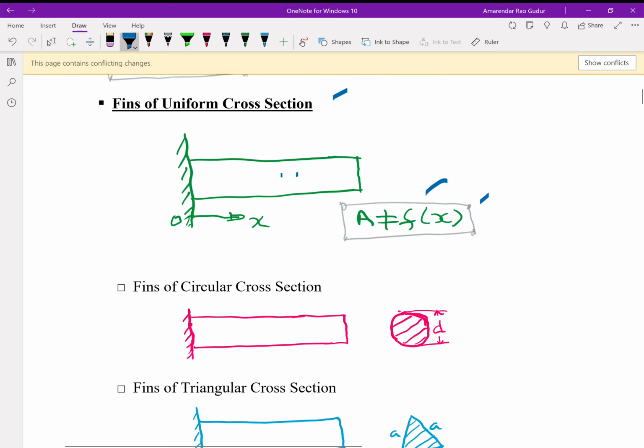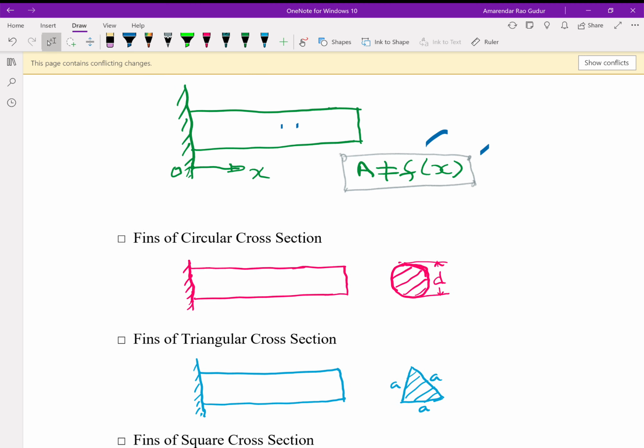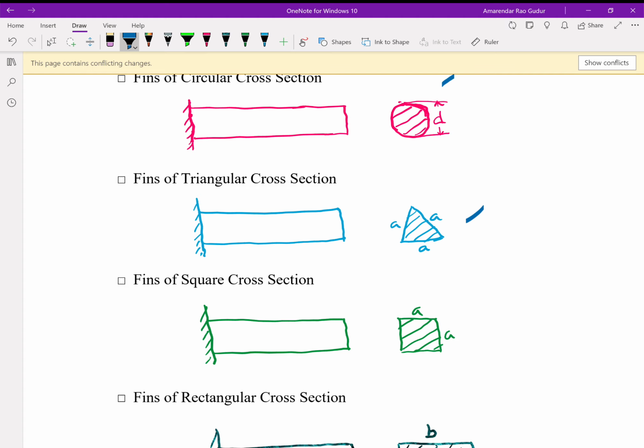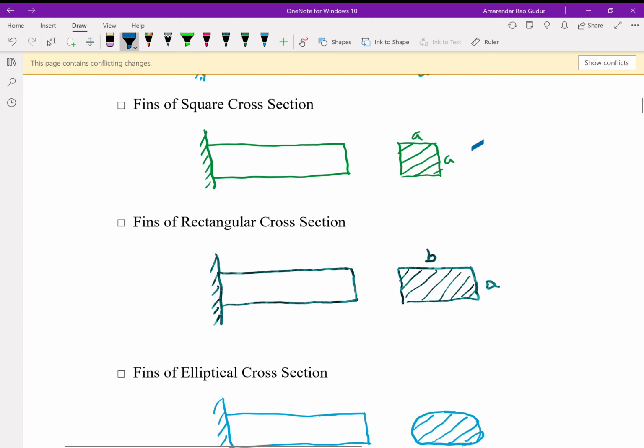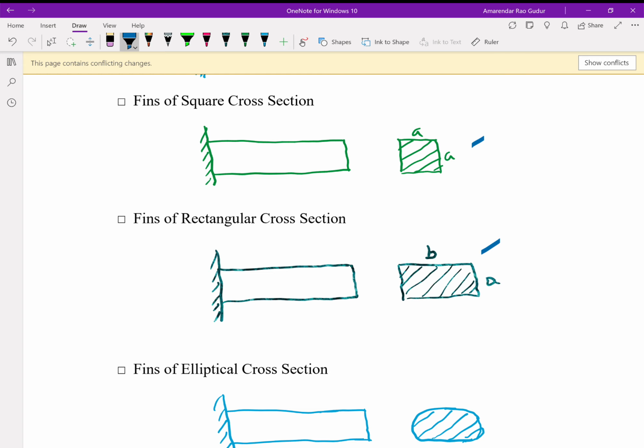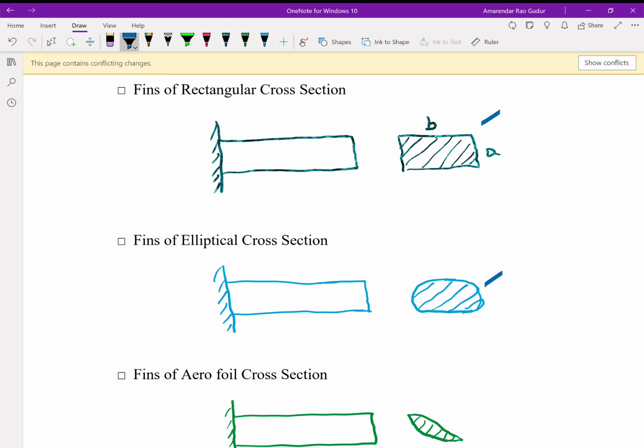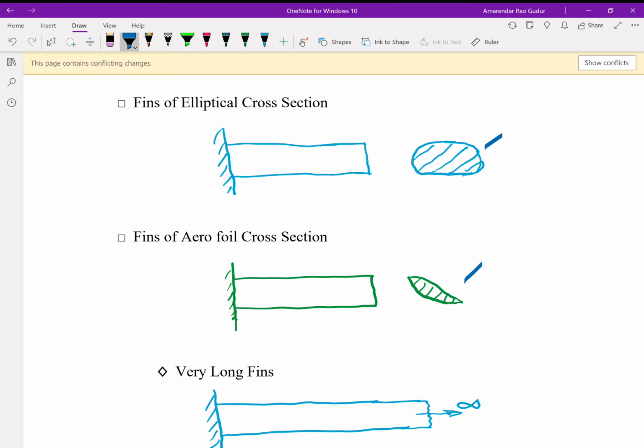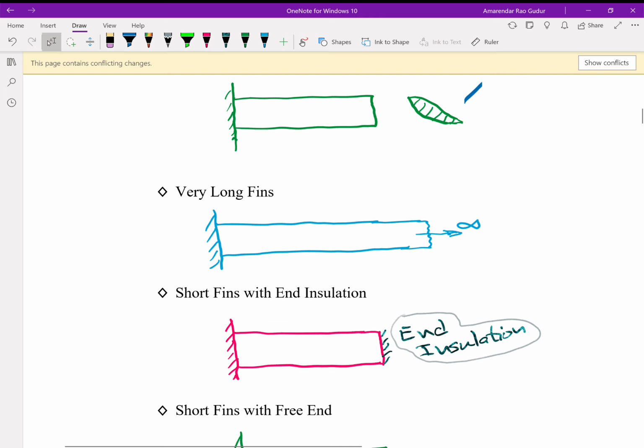Fins of uniform or variable cross section could have different cross sections: circular fins, triangular fins with equilateral triangular cross section, square fins, rectangular fins. They are mathematically defined fins. Sometimes fins may have elliptical cross section, aerofoil cross section, trapezoidal cross section. So depending upon the cross section, one can have so many varieties of fins. Then fins of any cross section could be further classified into three types. Very long fins: length is going to be too much compared to the diameter, if it's a circular fin, like a long wire, long rod.